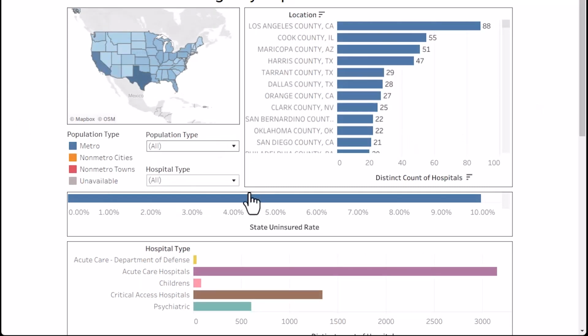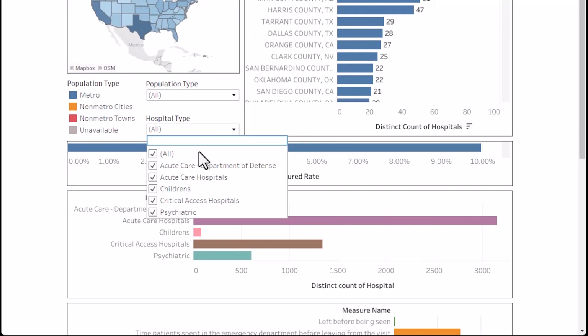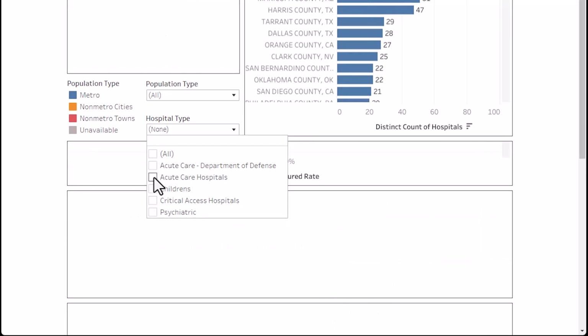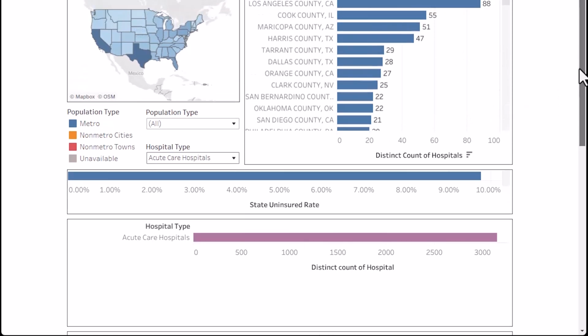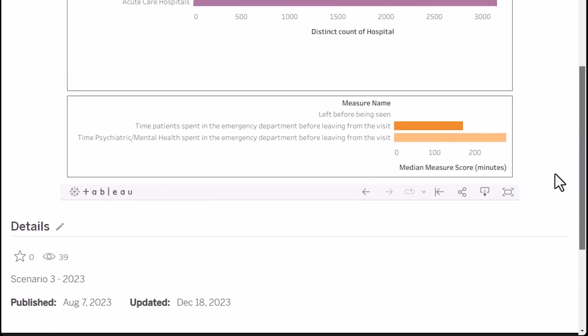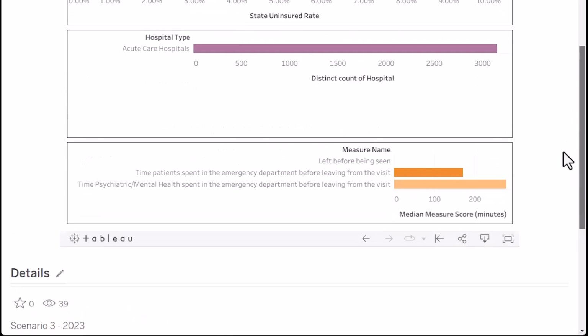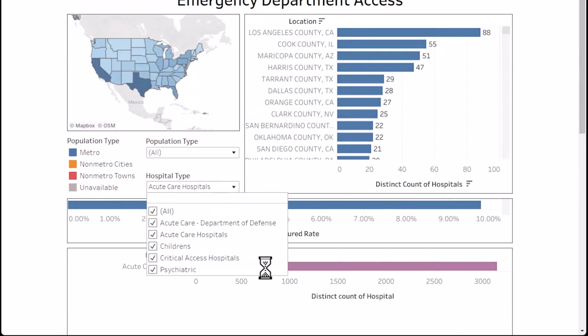The final filter that we have is the hospital type. We can select the type of hospitals that we're going to want to look at. So let's say we want to take a look at only acute care hospitals. If we select that, the data is going to be filtered to only include acute care hospitals, and we can see the number of acute care hospitals in each of the counties across the United States, as well as the specific measures for acute care hospitals. And then we can bring this back to look at all hospital types.